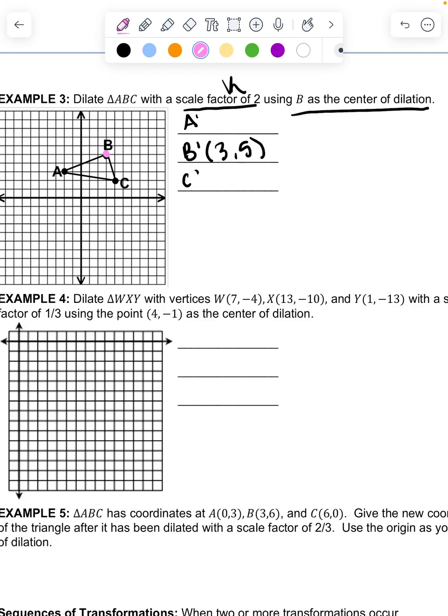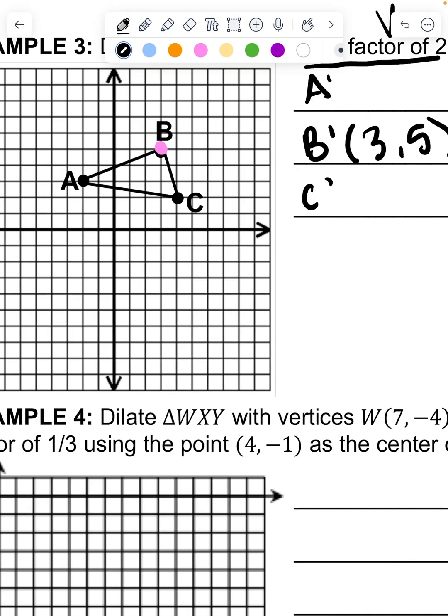All right, to find A prime, first we're going to look at point A. Okay, so using the point B, so B is our center, notice how it takes 1, 2, 3, 4, 5. So 5 jumps to the left, and then it goes down 2 to get to point A. All right, since we are doubling it, instead of going to the left 5 to find A prime, we are going to double these two numbers. All right, so 5 times 2 is 10, and 2 times 2 is 4.